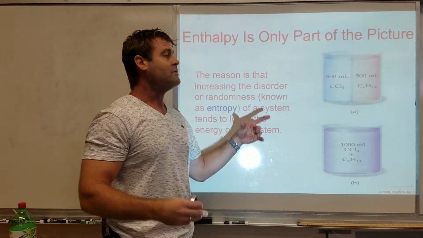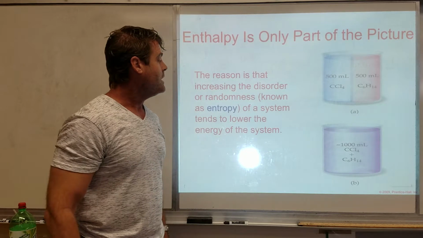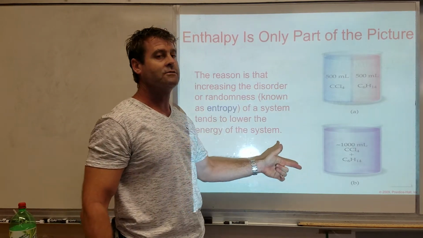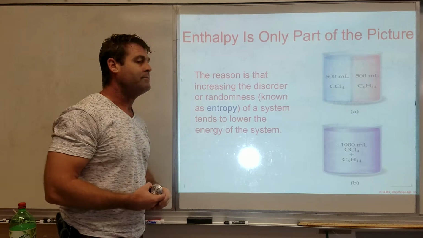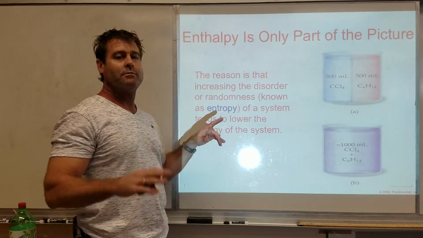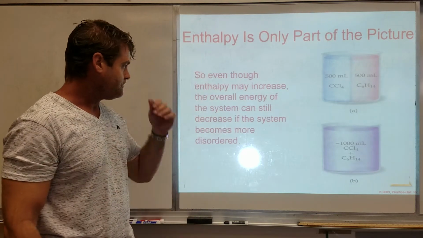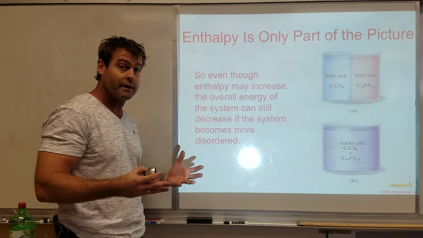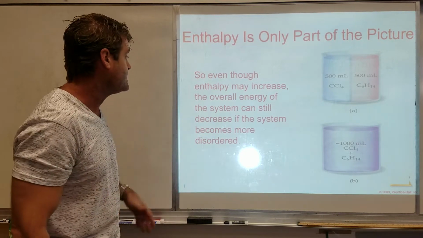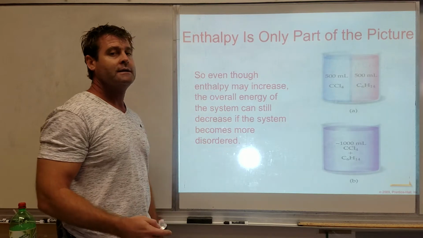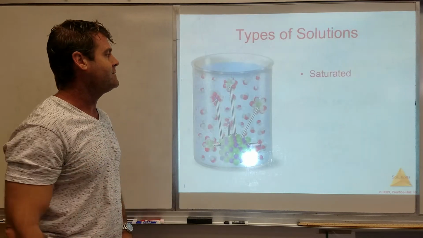So even though there's no energy transfer here, the process will occur from a more ordered state to a less ordered state because things tend to go toward more disorder. That's a new term, entropy, but we're going to talk about that second semester. So even though enthalpy may increase, remember that's the chemical potential energy of like an endothermic process, the overall energy of the system can still decrease if the system becomes more disordered. So that's another factor you have to take into account.